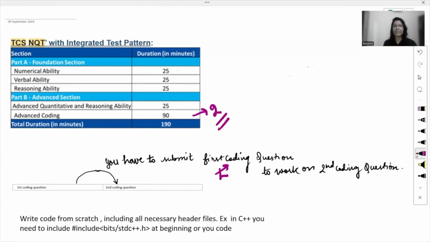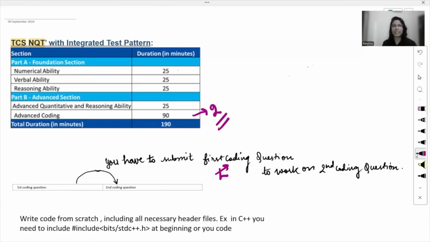Now, here is something else to keep in mind, which I am not 100% sure about, but many students have mentioned that once you move to the second question, you can go back and view the first question, but you won't be able to make any changes to the first one or resubmit it. So, to be completely sure about it, before the exam starts, you will be able to see instructions on the screen like the pattern and the marking scheme. Make sure to read them carefully.